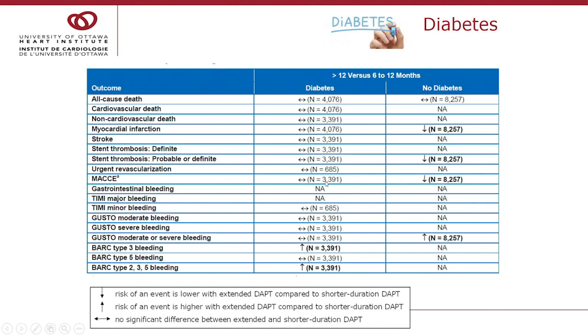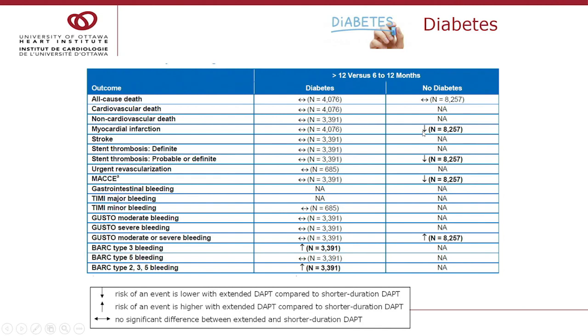Okay, I do not see any decrease in MI, any decrease in stroke with extended DAPT. I do, though, see a bleeding problem, as given by the BARC definitions. So there's no gain here, but potentially a loss in the sense of the bleed for people with diabetes. With no diabetes, we see a decrease with extended DAPT.